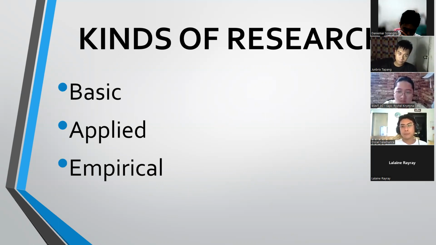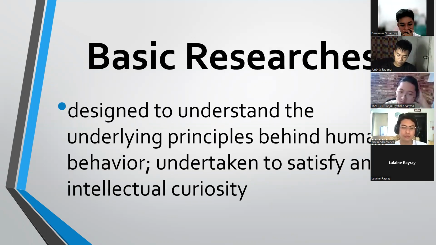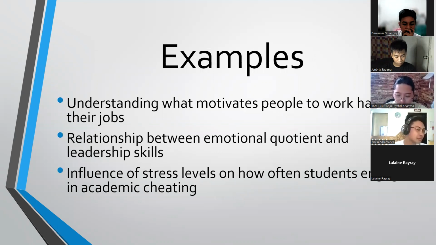We only have three here: basic, applied, and empirical. Let us try to differentiate these kinds. Okay, so let's start with basic researches. When you say basic researches, we are doing this just to satisfy our curiosity or to understand human behavior. Okay, so why are they doing this? Let's try to find out the reason behind that. That's basic research only. So again, we are doing basic research because we just want answers to our questions involving, example, human behavior.